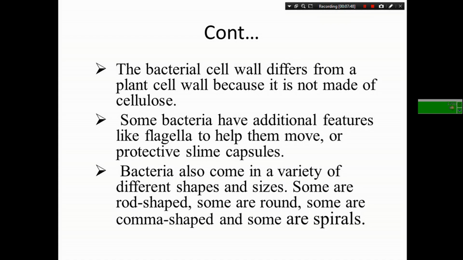They have thick peptidoglycan and thin peptidoglycan, whether gram positive and gram negative bacteria. Some bacteria have additional features like flagella that are used for movement, and some bacteria also contain protective slime capsules. It's an outer cover that can protect a bacteria. We call it capsule. So these bacteria all are microscopic and they can reproduce by binary fission.